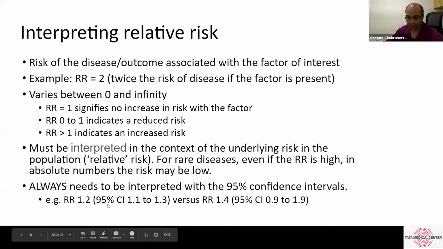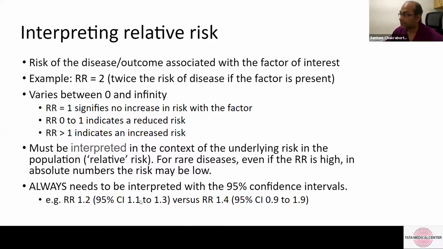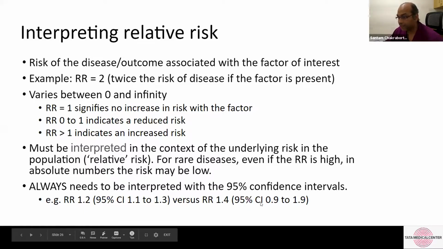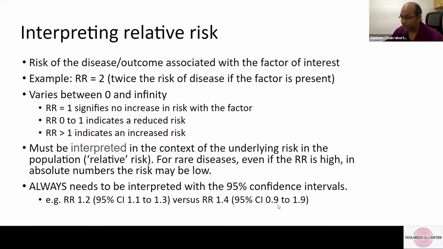So just to go back, a relative risk estimate of 1.2 with a 95% confidence interval of 1.1 to 1.3 versus a relative risk estimate of 1.4 with a 95% confidence interval ranging between 0.9 to 1.9. Which of these two relative risk estimates will be more reliable? The first one, because it has got a narrow confidence interval and it has a consistent direction. In this case, the 95% confidence interval lower bound is 0.9. It means the factor may actually be protective.